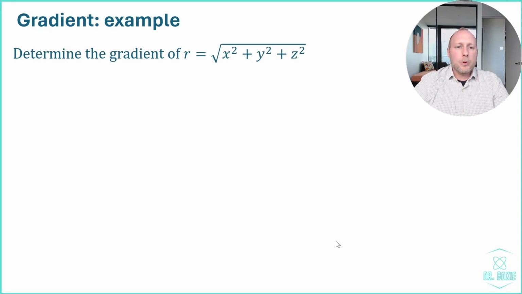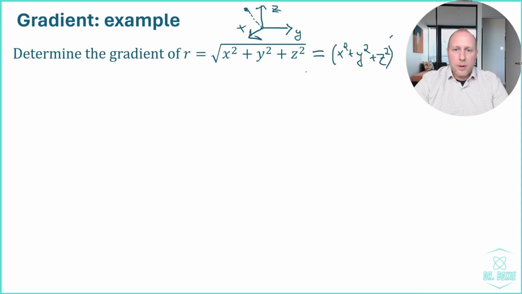As an example, we want to calculate the gradient of this specific function r. What does it represent? Well, if we take a coordinate system x, y, z, what this function represents is the distance from the origin. So at every point in space, we can write a number, and that number represents how far that point is from the origin. So it would represent this distance here. Notice that this can be rewritten as x squared plus y squared plus z squared to the power 1/2.